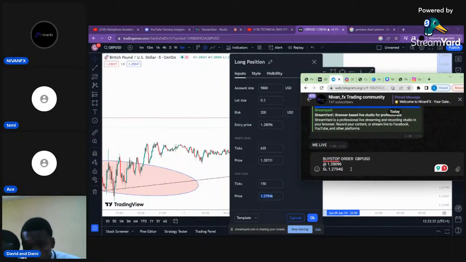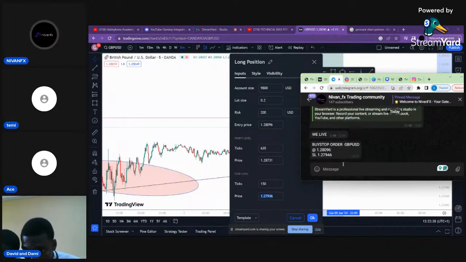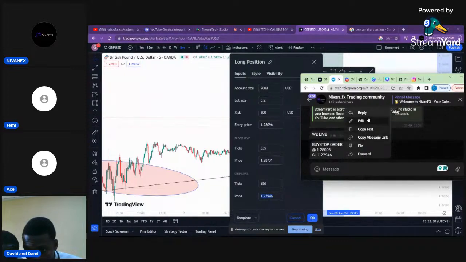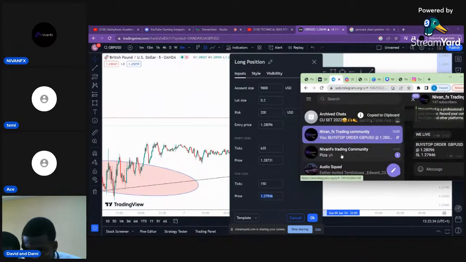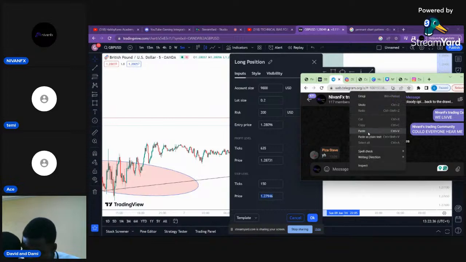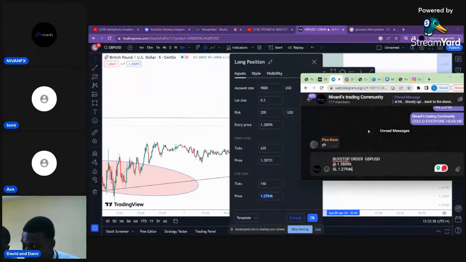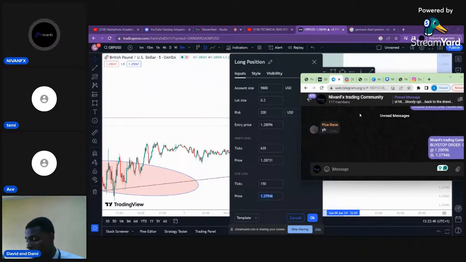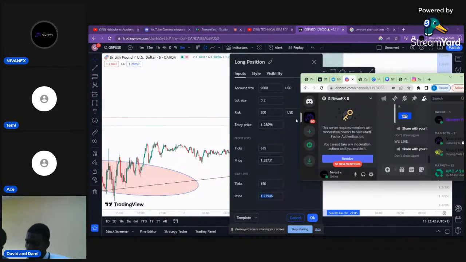So about the buy stop order on GBP USD, these are our SL. So I'll send it to the group now. So please do well to take a copy of it. 1.27946. All right, so that's it. Let me send it to the Discord.